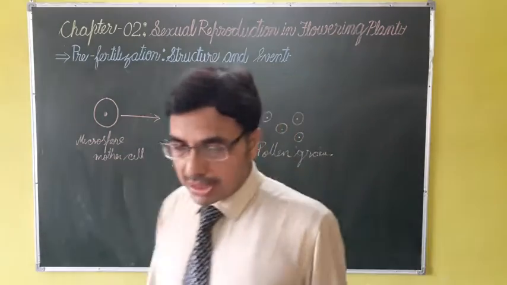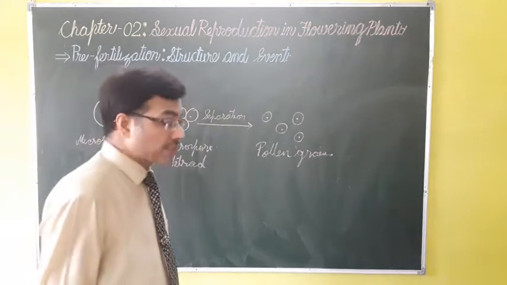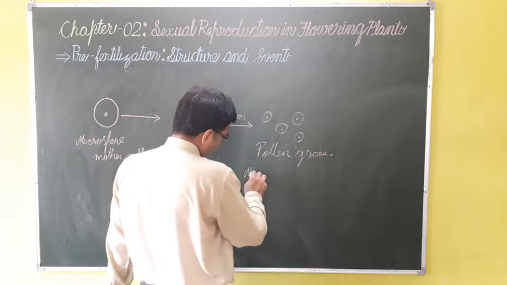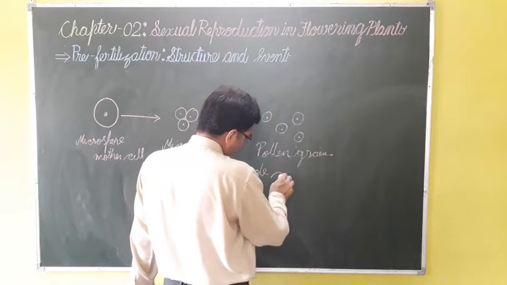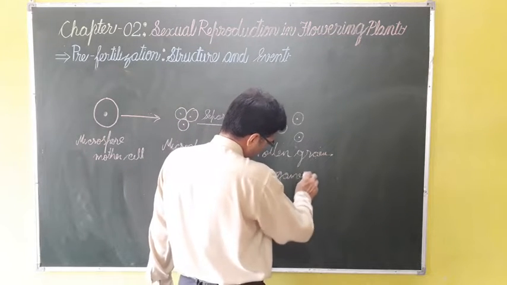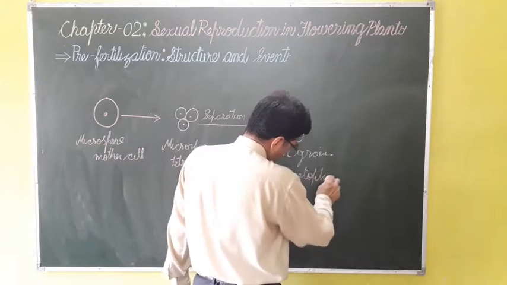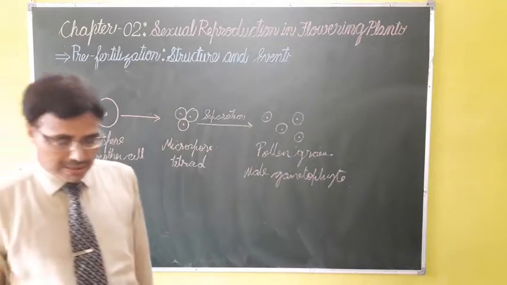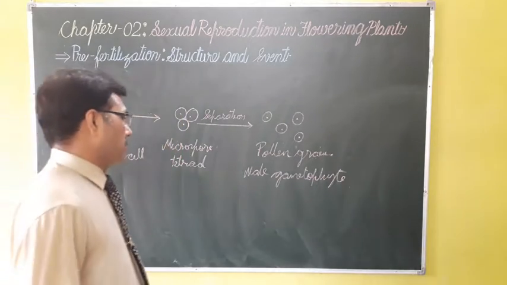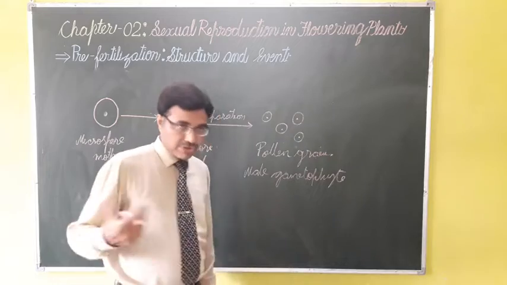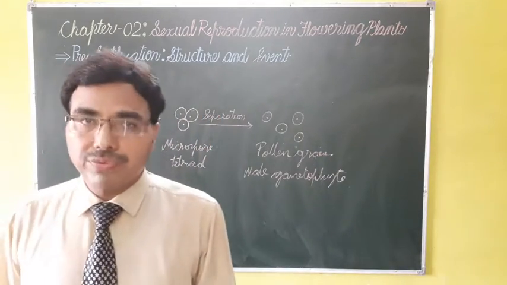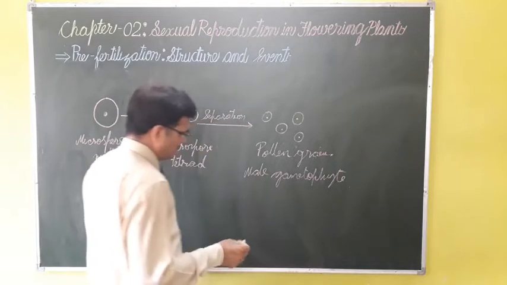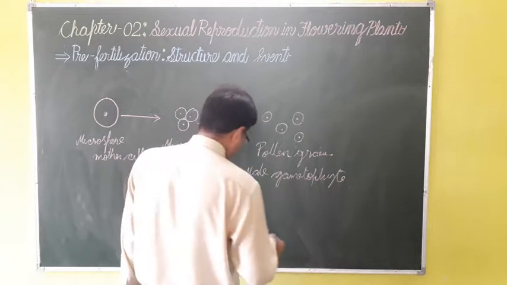Now, pollen grains are the first cell of the male gametophyte. Male gametophyte, I'm writing here, male gametophyte. Male gametophyte is again a technical word. So if anybody asks you what is the first cell of the male gametophyte, you will say it's pollen grain. Now a question comes here, what is the meaning of gametophyte?